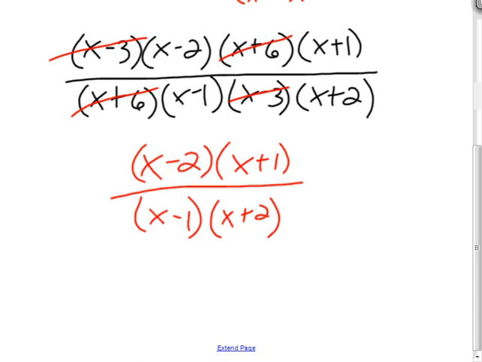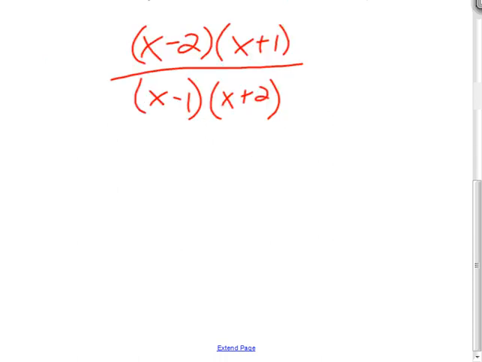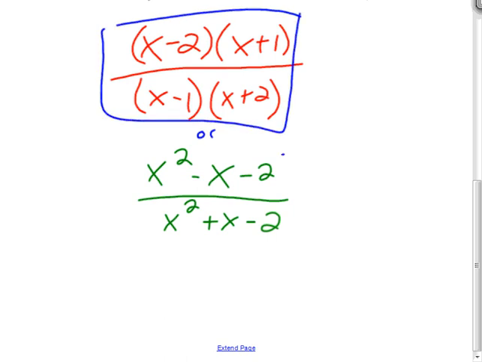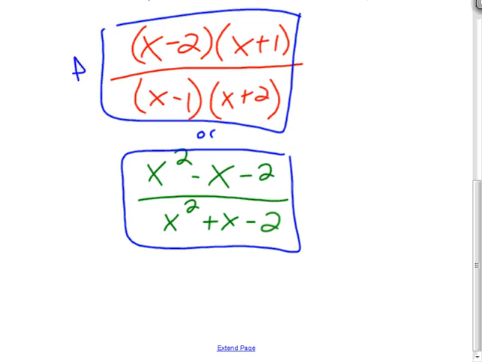You can leave it as that. If you really want, you can expand it out and simplify. If you expand it, it has to be simplified. So the numerator would become x squared minus x minus 2. And then the denominator would be x squared plus x minus 2. So either of these two are my solutions to my initial multiplication problem. Most of you are probably going to leave it in factored form. There's no reason to have to go that extra step to multiply them through.